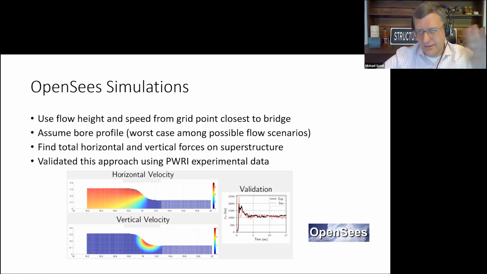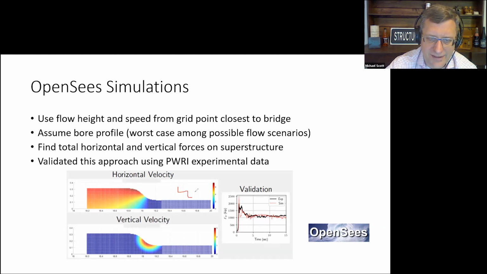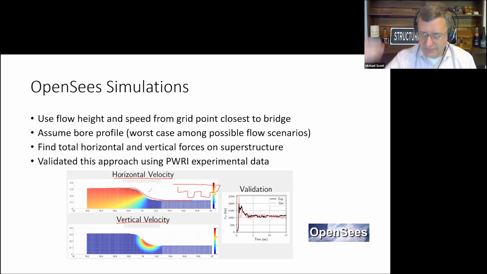So we don't want to run end-to-end simulations for all possible scenarios. That would just take too long. So what we did was assume a bore profile, and put it very close numerically to a bridge. Say this was a bridge, poorly drawn, but we would assume some horizontal velocity profile and some vertical velocity profile for this bore as an initial condition, right up close to the bridge numerically, and then let it go. It would flow and impact the bridge, and we would determine the forces on the superstructure.